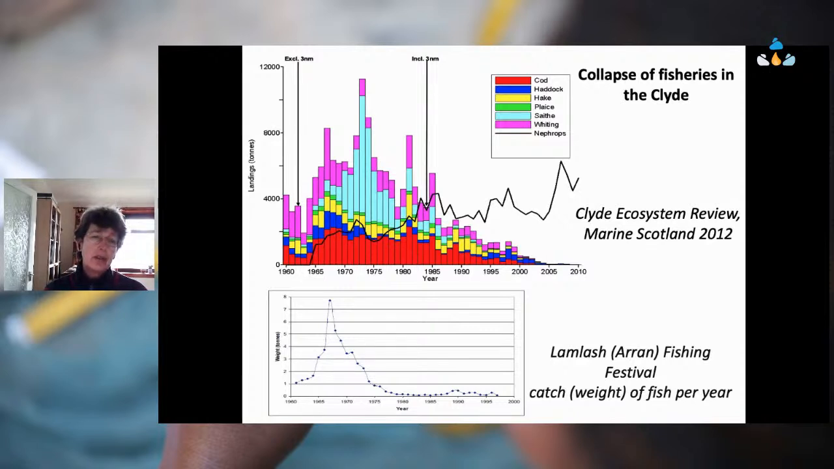And on Arran, the local people were experiencing this collapse for themselves. And you can see this in the bottom graph on this slide. There used to be an angling competition, a rod and line fishing competition, in one of the villages on Arran, Lamlash. But you can see that the catches from this festival basically mirror the collapse of the fish stocks in the Clyde over time, until in the 1990s, the festival just stopped because there were no more fish to actually catch.